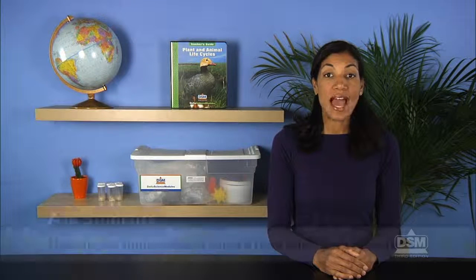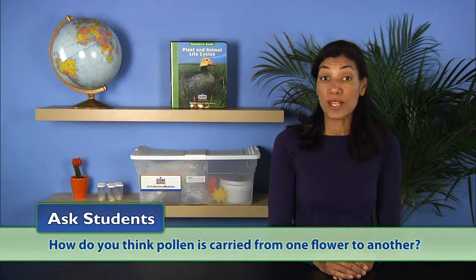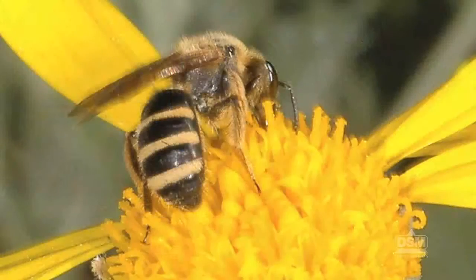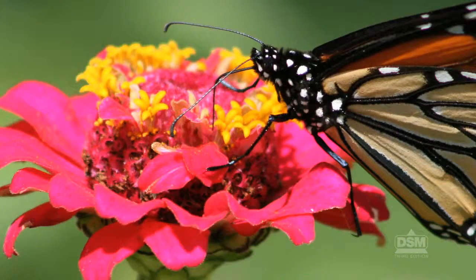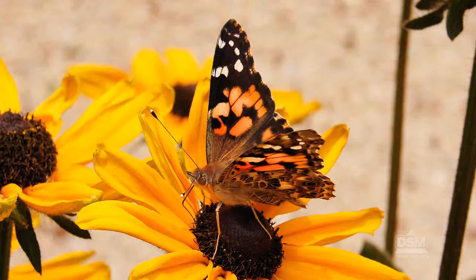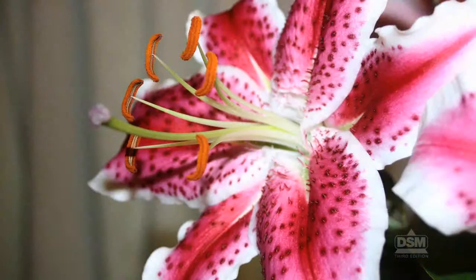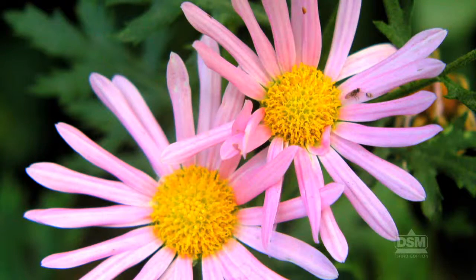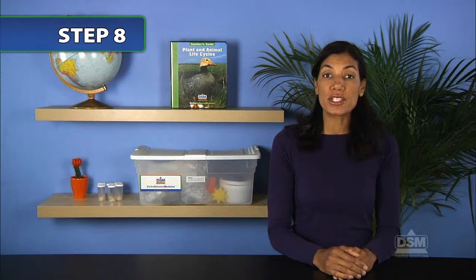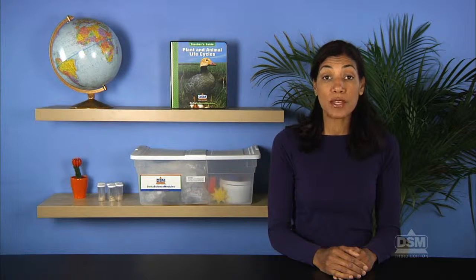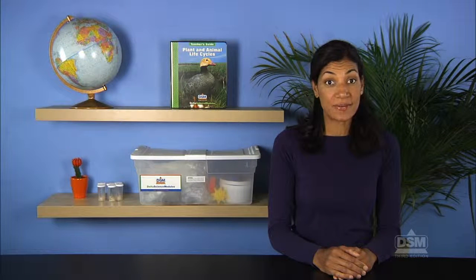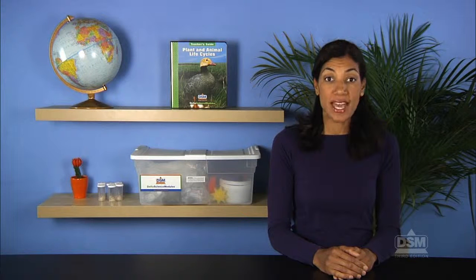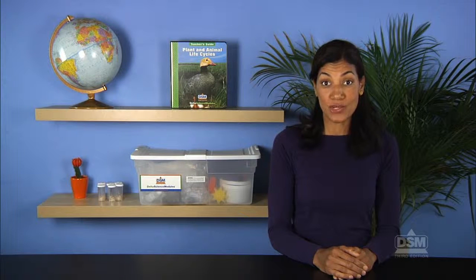Ask students, how do you think pollen is carried from one flower to another? Help students understand that bees, butterflies, and other insects carry pollen from flower to flower on their legs. Go on to explain that some flowers have brightly colored petals or strong, sweet smells to attract bees and other insects. Once the pollen reaches the pistil, it falls into the bottom of the pistil, where the egg is. When the pollen joins with the egg, the egg begins to change.